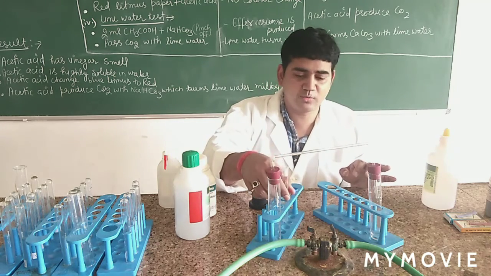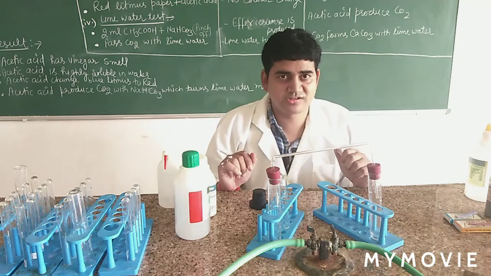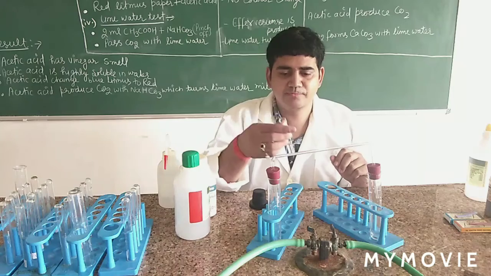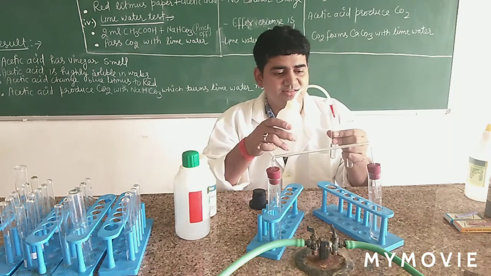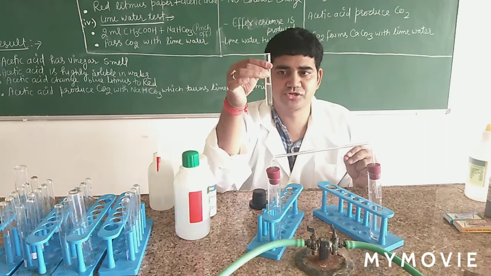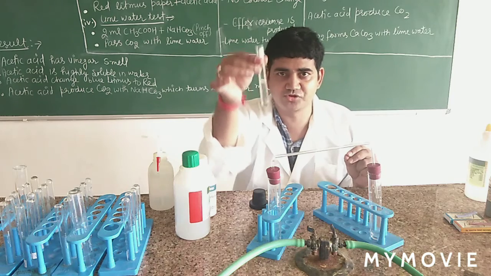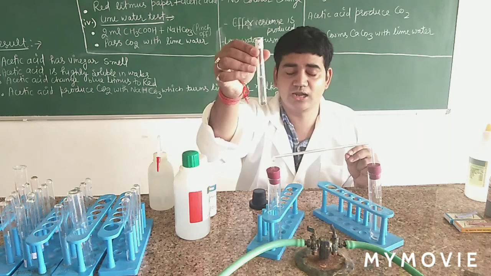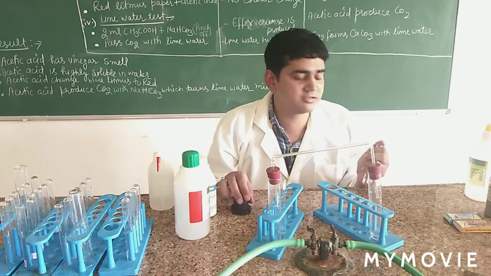The first test is odor, the second is solubility. In the solubility test, when we add water to the acetic acid, it completely dissolves and forms a homogeneous solution. It shows that it is highly soluble in water. You can see the clear solution of acetic acid. It is a highly homogeneous solution, which means it is highly soluble in water. Its solubility rate is very high.